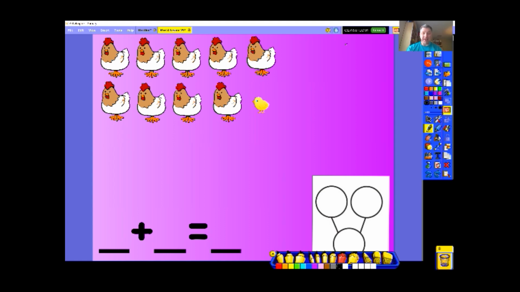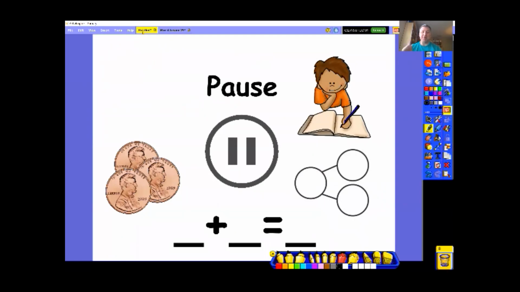What do you notice about these chickens? Well, I see one little chick and the rest are full-grown chickens. I want you to pause the video. Pause the video. I want you to write a number bond and a number sentence about his chickens. I'll go back so you can see the picture. Go ahead.